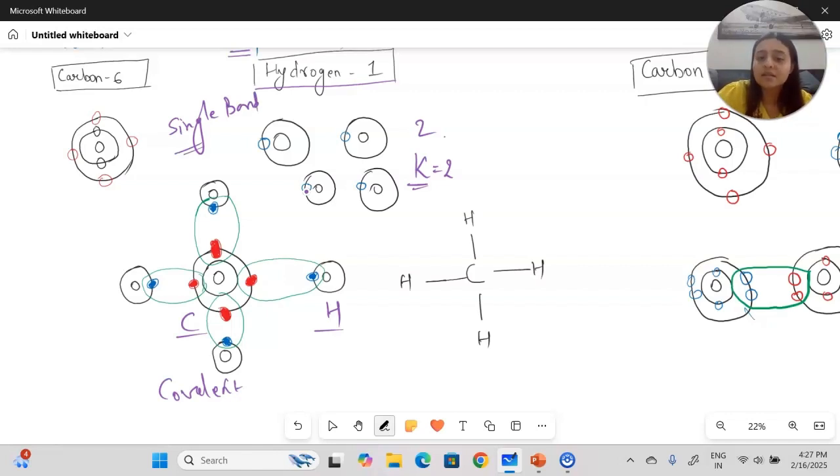You can see this is the structural formula like this. There is no double bond, only single bonds. So carbon is sharing one, hydrogen is sharing one. In this way they get stabilized and form the covalent bond.